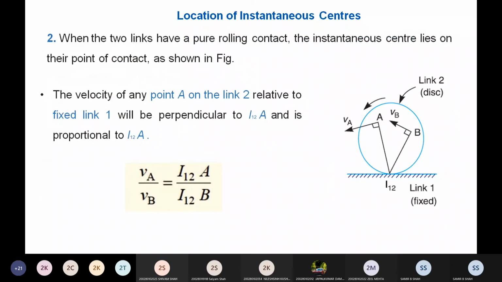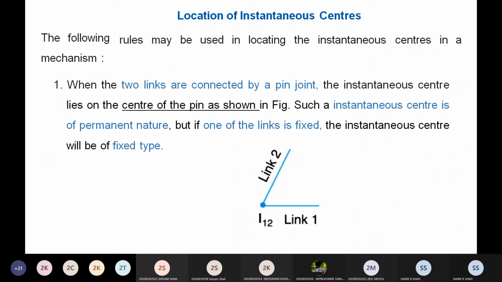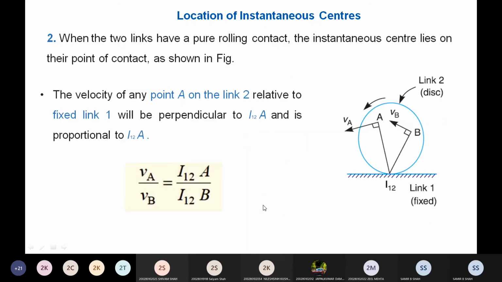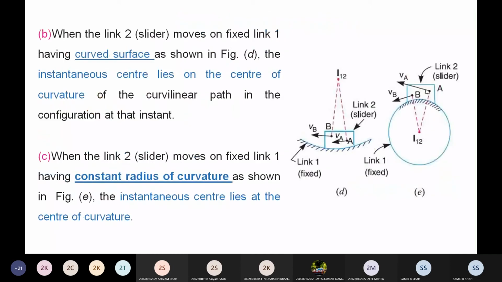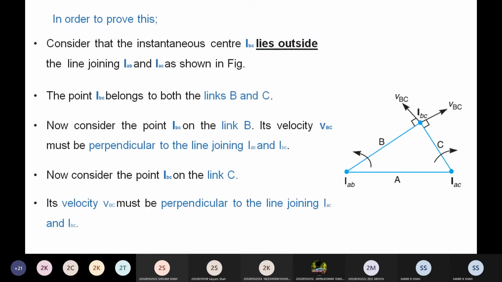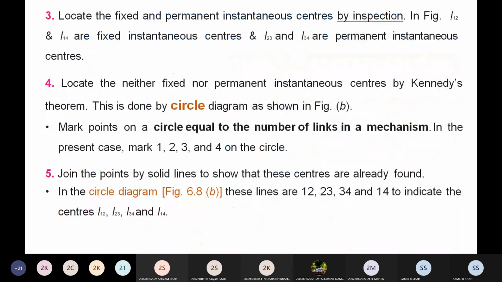If it is not given in the data, then some hint is given to you like this. If this kind of joint is there, then it is called a pin joint. If that kind of circle is drawn, then it is called a rolling contact. If only this kind of rectangle or fixed link is given, then it is called a straight surface. Same way curved surface, same way constant radius of curvature. Everything you have to find with inspection. Every time it may not be given in the data, so you have to focus on the figure also.